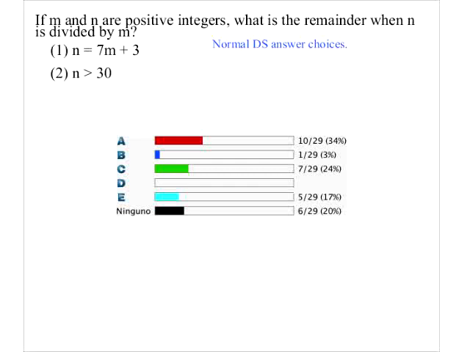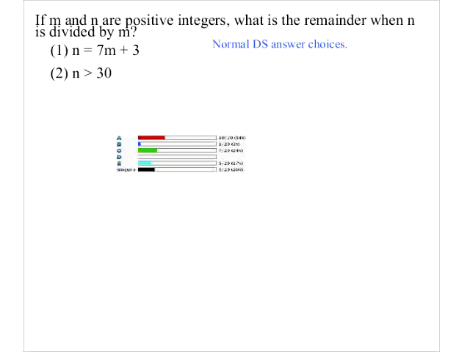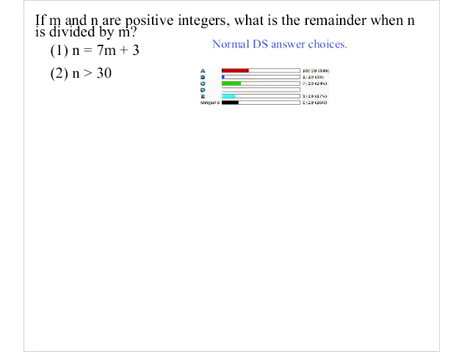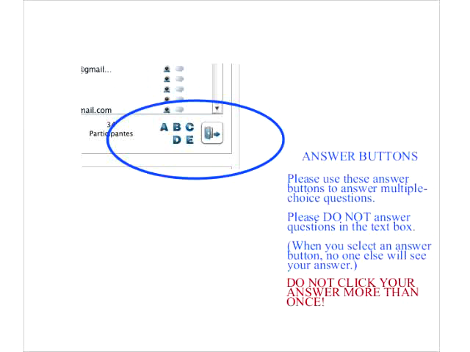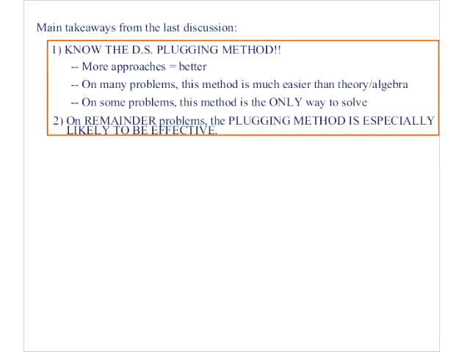So if m and n are positive integers, then Sylvia answered with the answer buttons, these guys. I think you might have just logged in, but you should see these buttons over there on your left. Please use them and not the text box. Okay, so let's take a look at it.